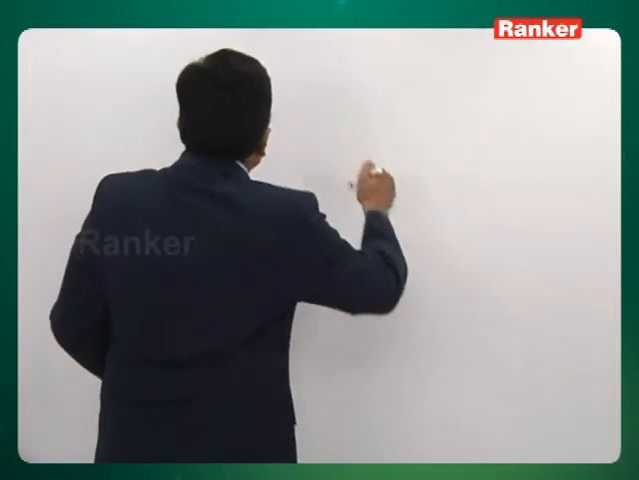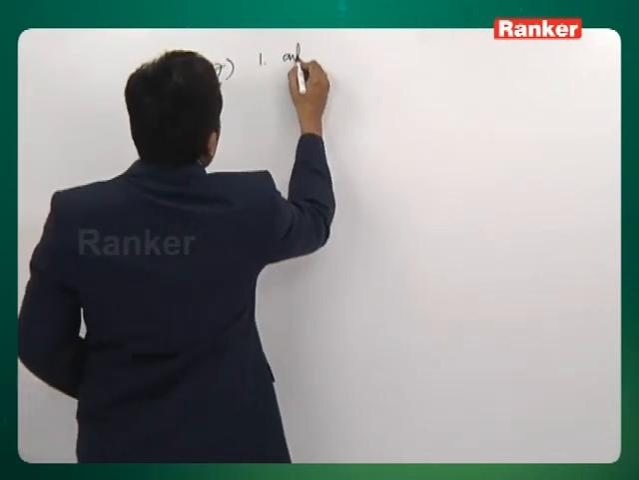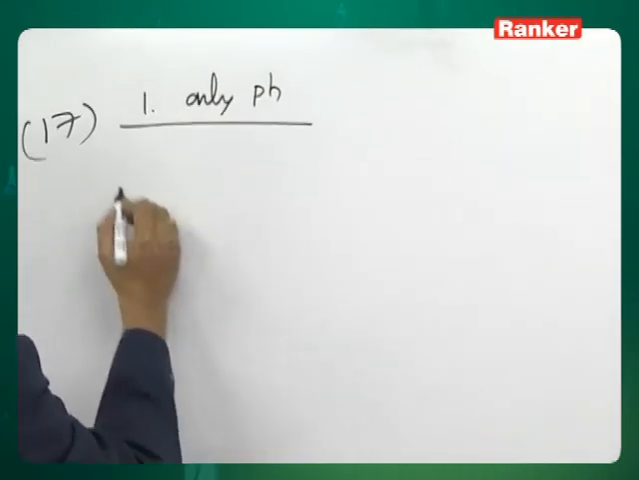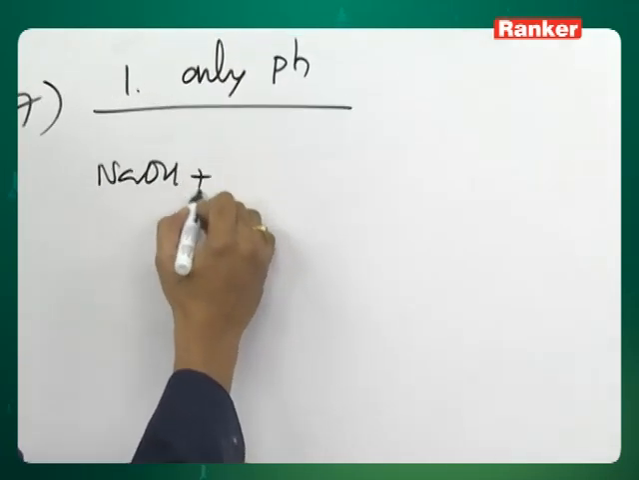So when you see here, in the first case when you have added only phenolphthalein as the indicator, you know only two bases are present, as I just discussed.